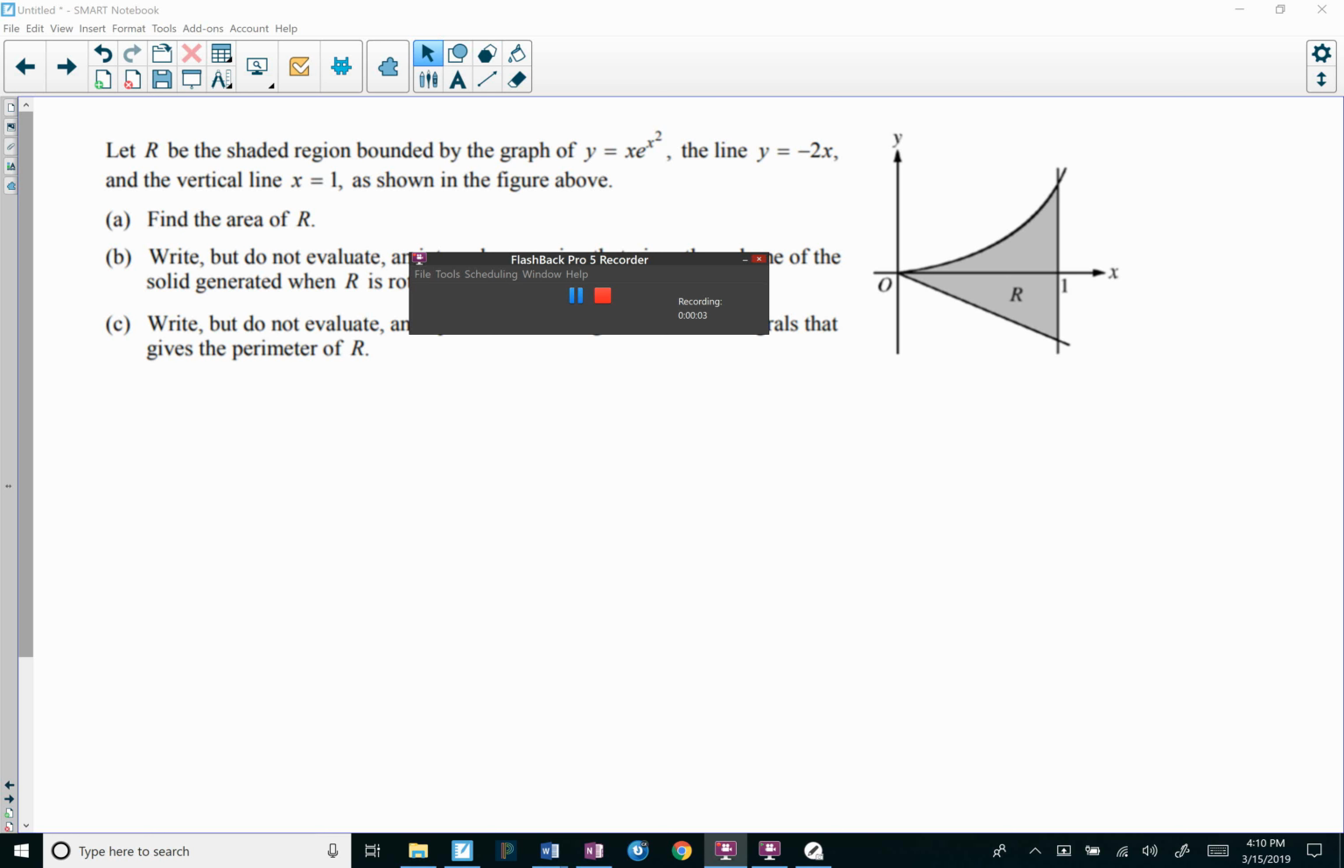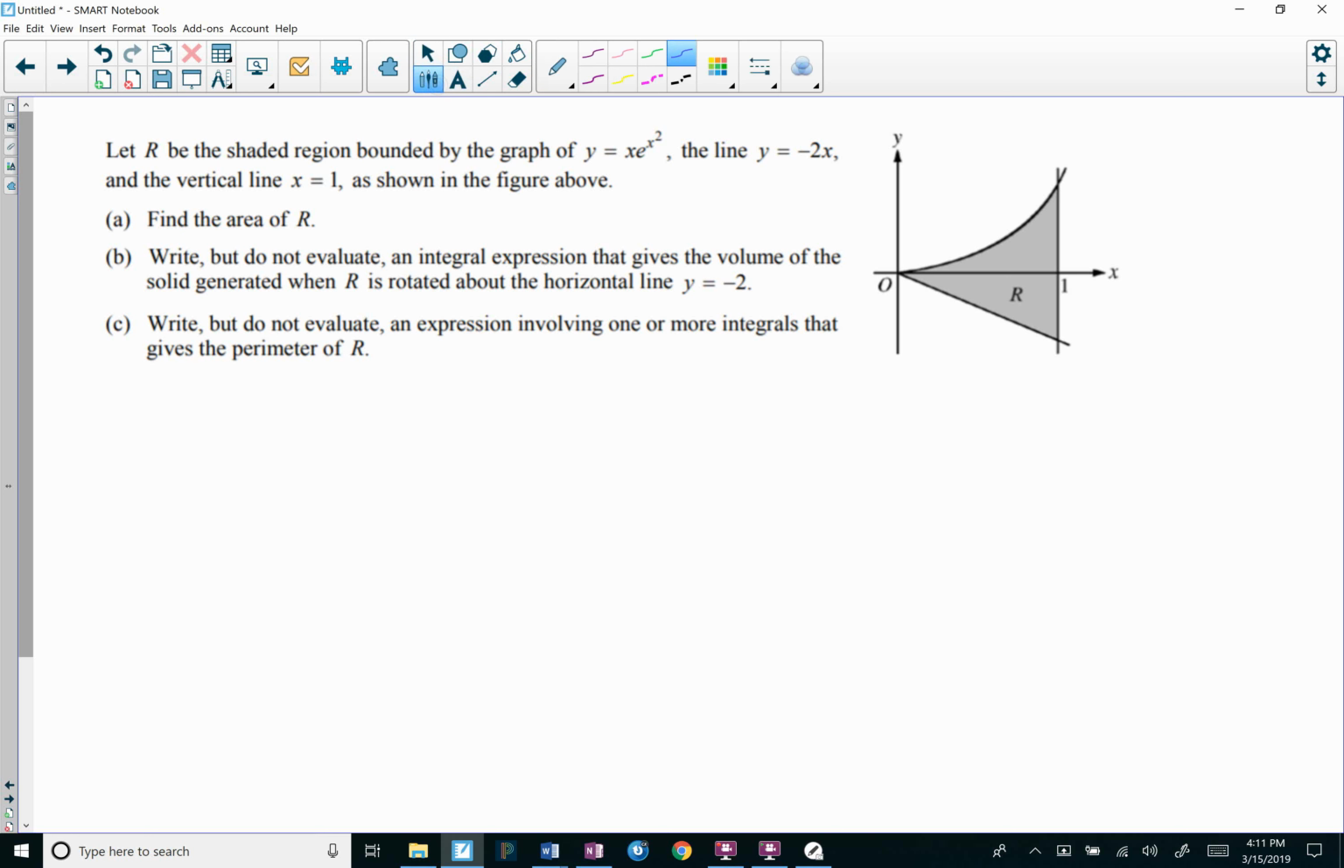Okay, assume you've read and worked the problem if you're watching this. It's a pretty straightforward question today. It shouldn't be a question as to what to do. It's a matter of do you remember how to do it. So let's jump in and find the area of R.